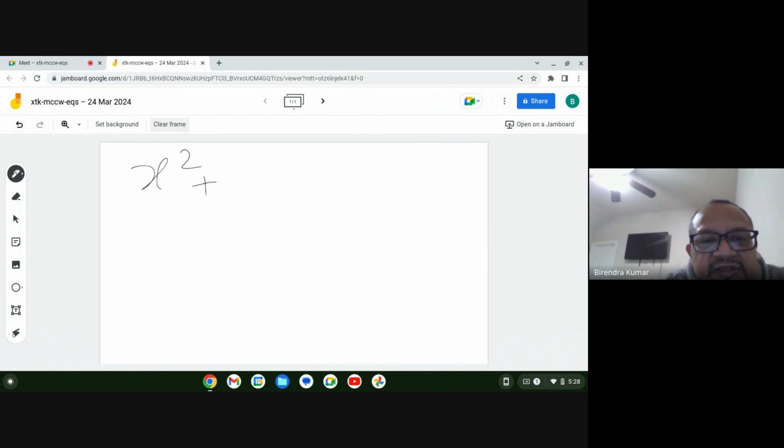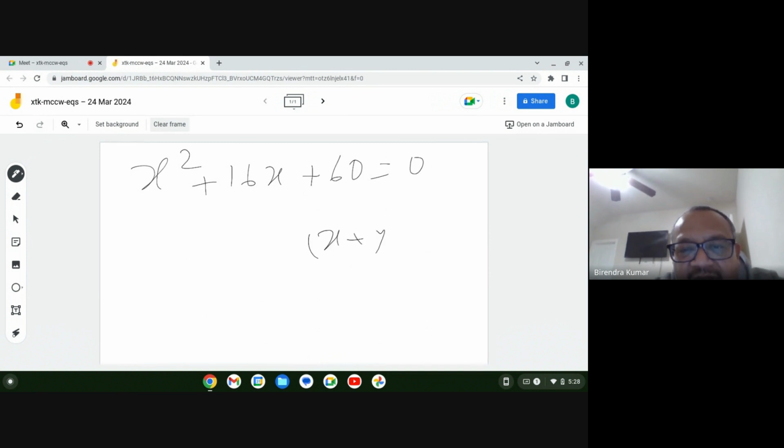So now let's look at this again. x squared plus 16x plus 60 equals 0. We are trying to factorize this, to split this into two factors. First we looked at the identity (x plus y) square, and we were trying to see if I can put this in that form. We did not find this is a square of anything, right? 60 is not a square of anything. 7 7s are 49, 8 8s are 64. So 60 is not a square. So this option is ruled out.